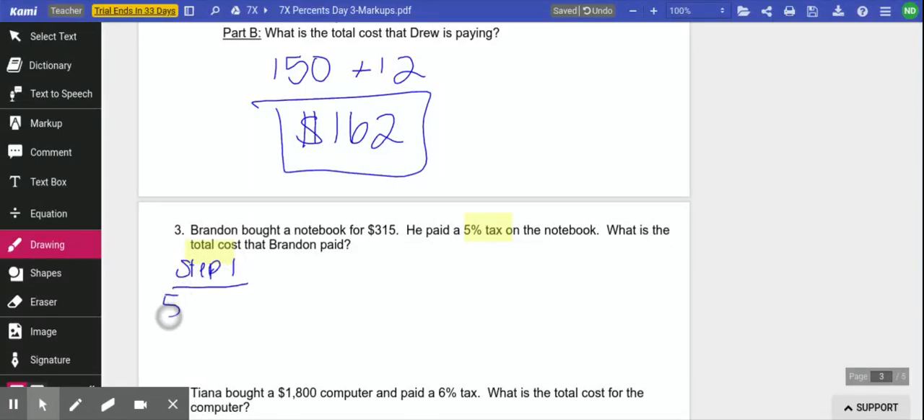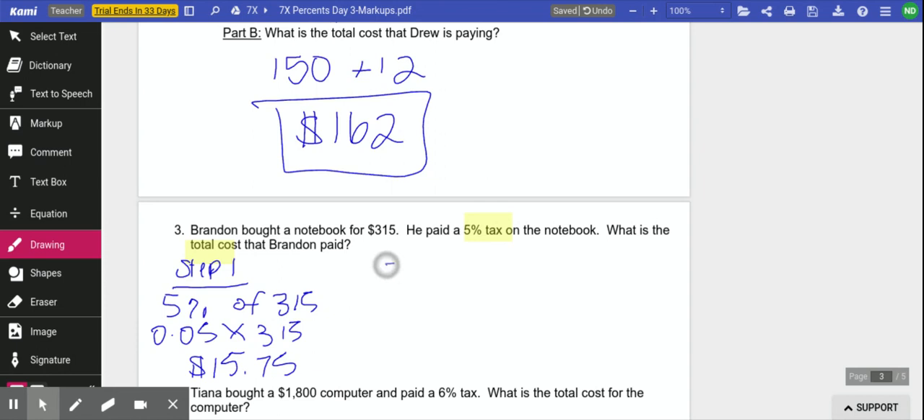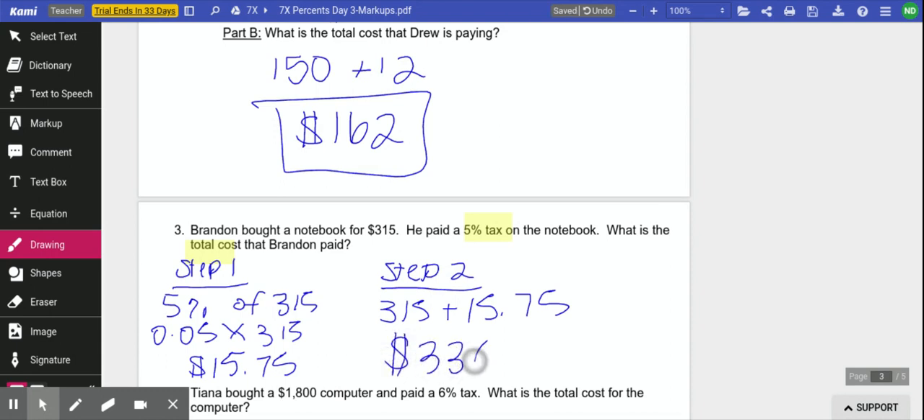Step 1 is figure out, well, what is 5% of 315? So simply multiply 5% as a decimal times 315, which we should get $15.75. So the sales tax is $15.75. I now have to find the total, which brings me to step 2. I have to take the original cost of my item, which is $315, and add my sales tax. When I add those two numbers together, you should get $330.75, which gives me the total cost of the item.